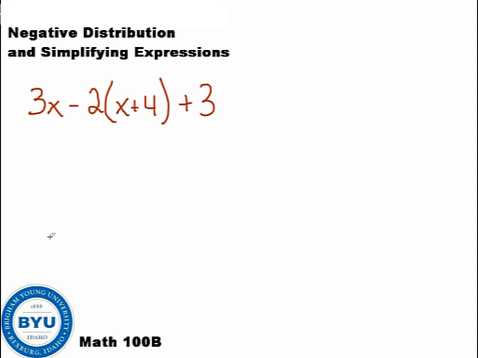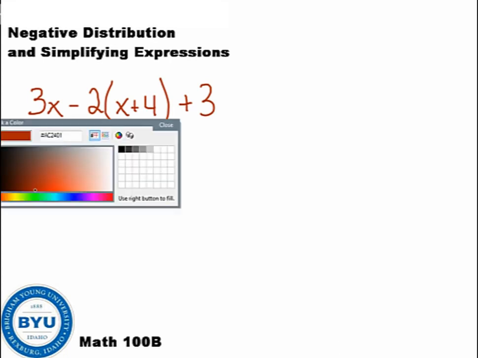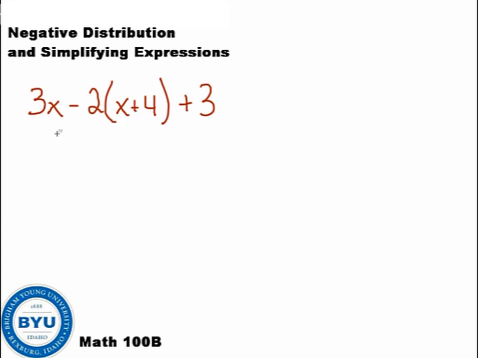So let's look at one more example of this. Again, I have 3x squared minus 2 parenthesis x plus 4 plus 3. So as we were working on this problem, you're going to want to work on the innermost part of the problem. So that's here in the parentheses. And we're going to go ahead and distribute the 2. Now, the negative 2. Remember, the negative's got to go in with it. This is a negative 2 that we distribute in.